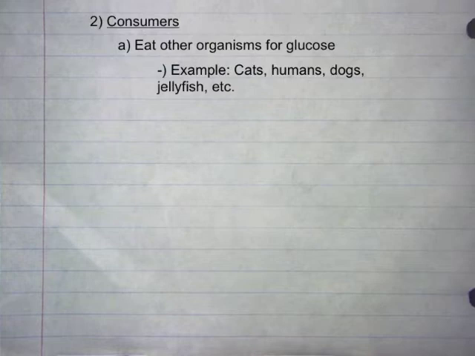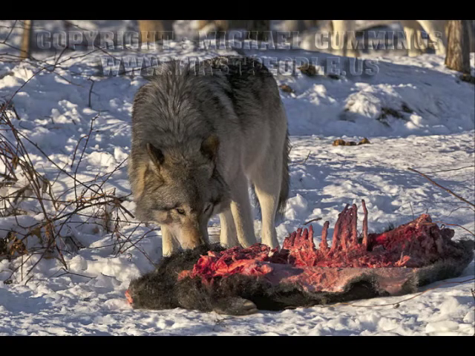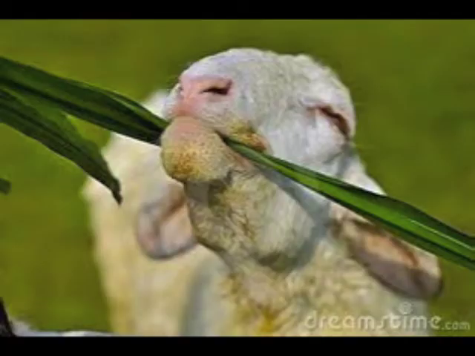Example: cats, humans, dogs, jellyfish, etc. Consumers are organisms that have to eat other organisms for their glucose. They actively chew, swallow, and digest their food and then place the glucose into their bloodstream. However, they cannot make their own glucose.